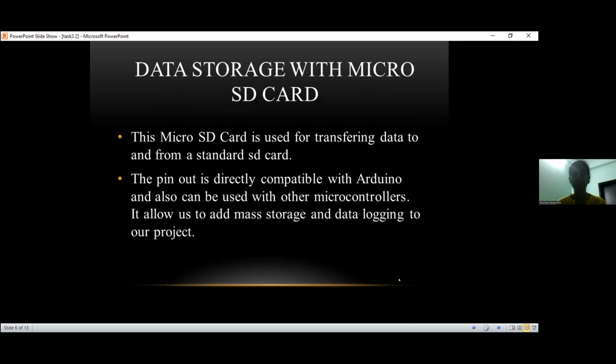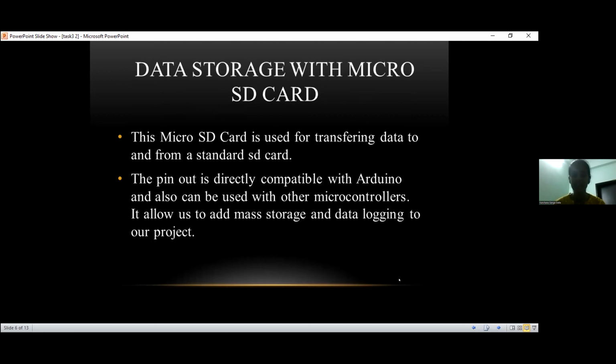So two devices have been assigned to me to explain. First is the SD card and second one is EEPROM. Firstly, this memory card is used for transferring data. We all know it transfers data from a standard SD card or to a standard SD card.